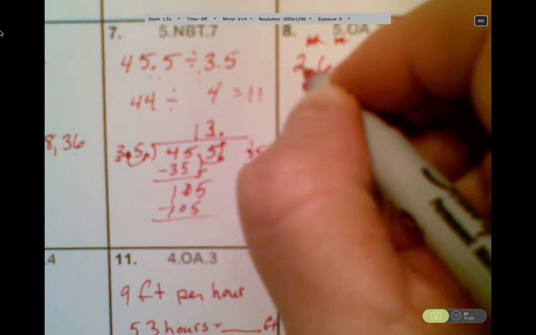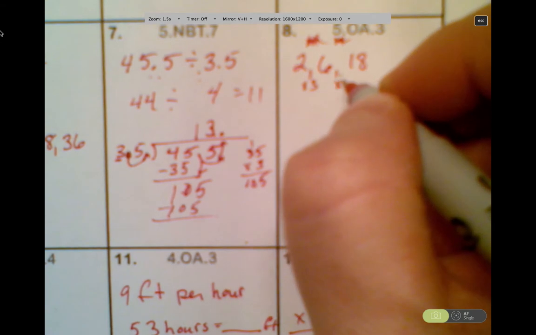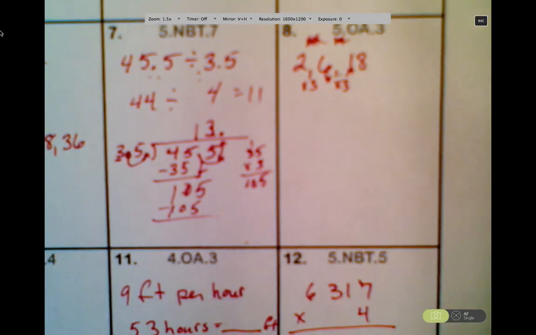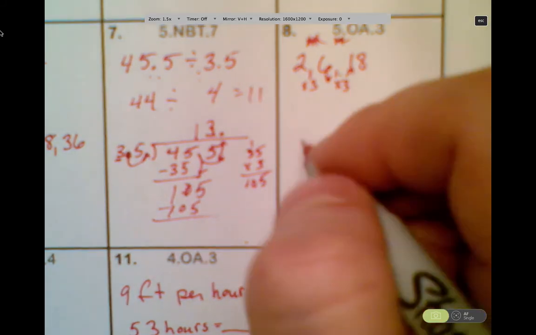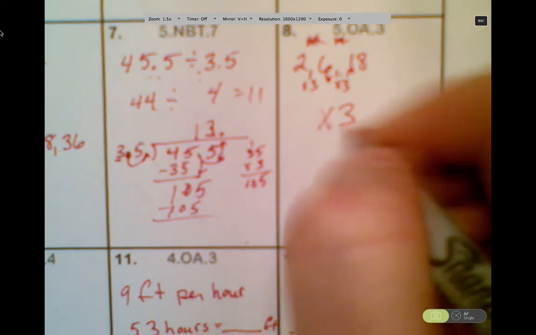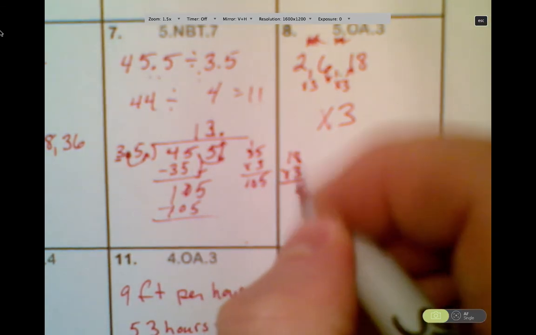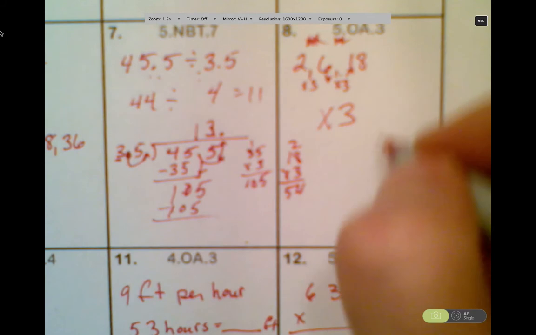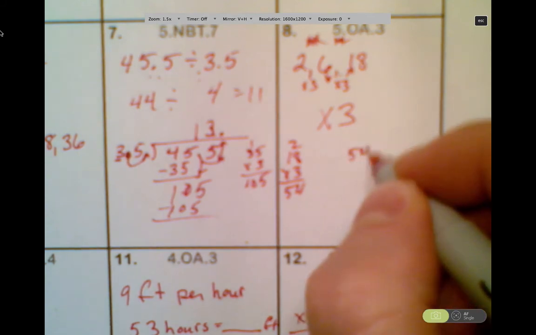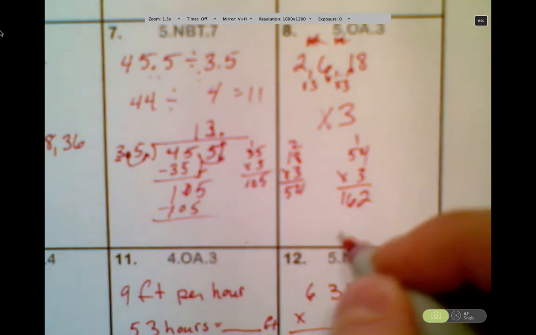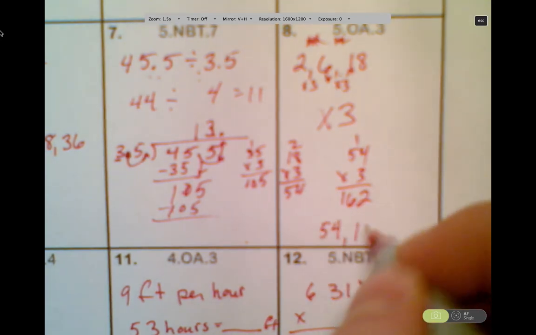Multiply that time. 2 times 3 is 6. 6 times 3 is 18. So my rule must be multiply times 3. And then I have to go ahead and find the next two terms. So 18 times 3 is 54. And 54 times 3 is 162. So my next two terms are 54, 162.